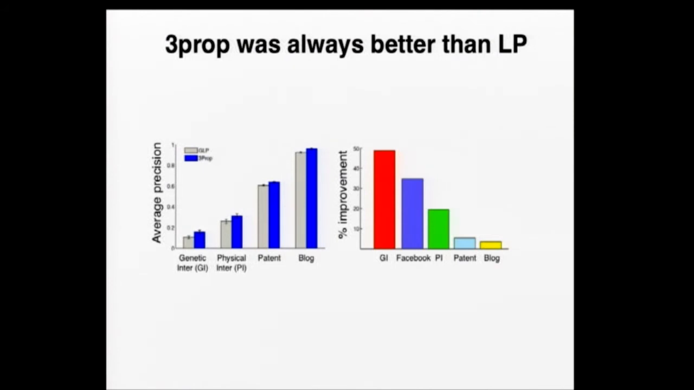Okay, so when we ran this, we did cross-validation to predict the weights. We also used cross-validation to predict what the right restart probability was for label propagation. And this is the average precision that we got for recovering all the categories. The gray one is label propagation, and the blue bar is 3-prop. In most cases, we do a little bit better. If you look at percentage improvement, we do a lot better on this genetic interaction network, which is not appropriate for label propagation. But a lot of these other networks are actually quite appropriate for label propagation. Still, we got some marginal improvement.